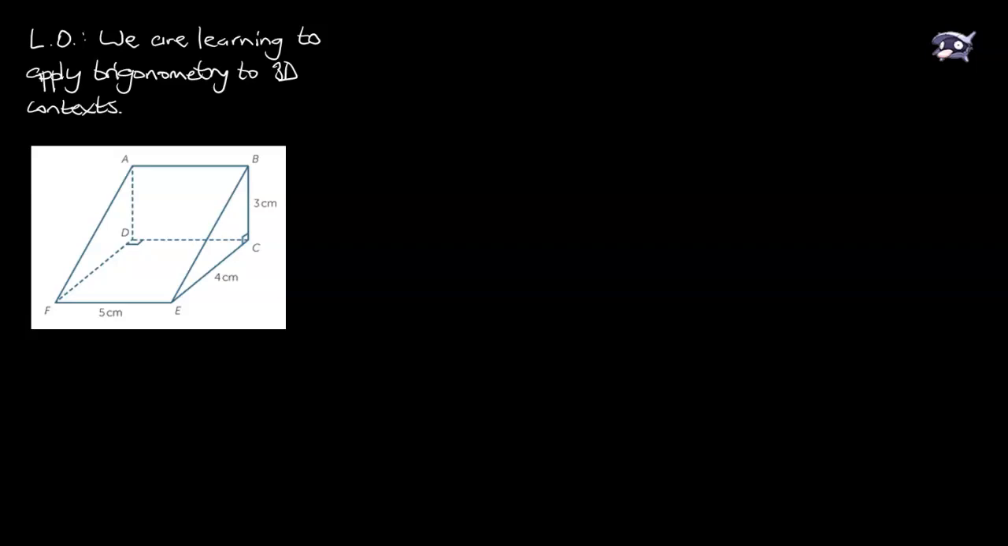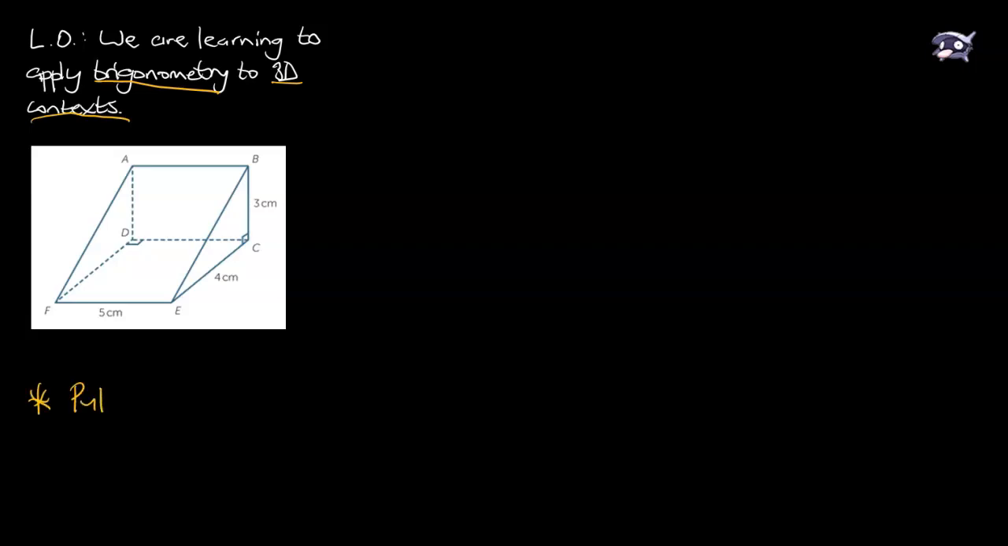Today's learning objective is in white, and we are learning to apply trigonometry to 3D context. So nothing new in this learning objective. We all know about trigonometry, and we all know about these 3D contexts from that Pythagoras Theory video. We're going to run through a quick scenario regarding the example I've got on the screen, and I'm just going to show you the techniques and some of the tricks of the trade to get into these types of 3D questions.